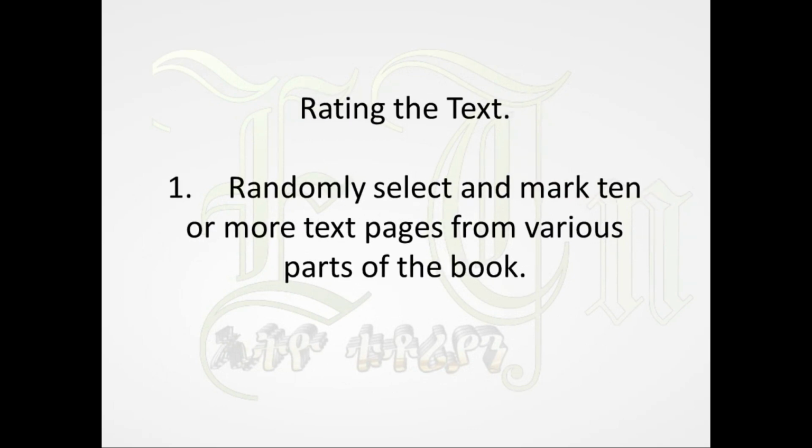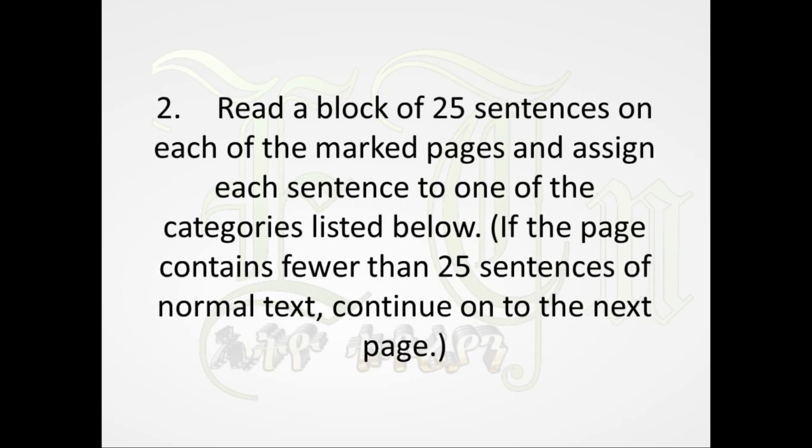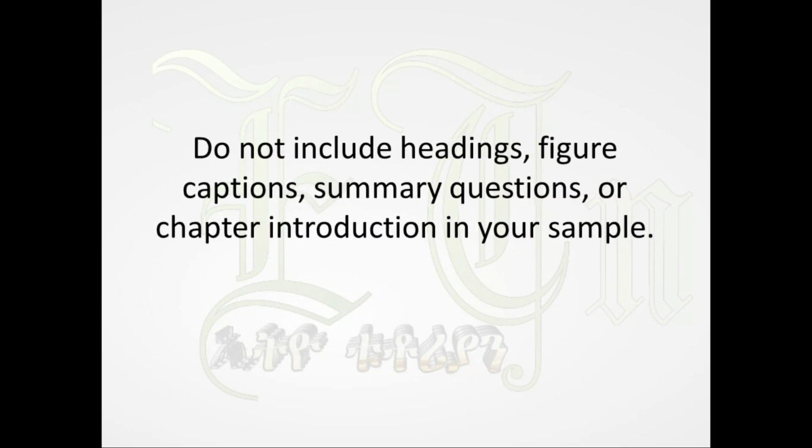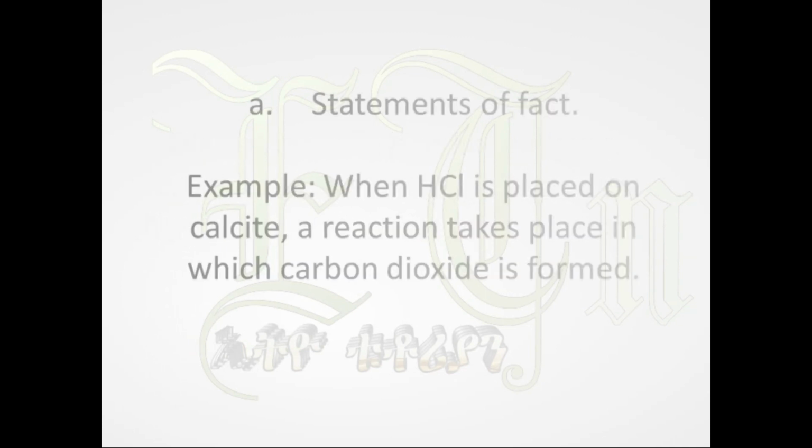1. Randomly select and mark 10 or more text pages from various parts of the book. 2. Read a block of 25 sentences on each of the marked pages, and assign each sentence to one of the categories listed below. If the page contains fewer than 25 sentences of normal text, continue on to the next page. Do not include headings, figure captions, summary questions, or chapter introduction in your sample.